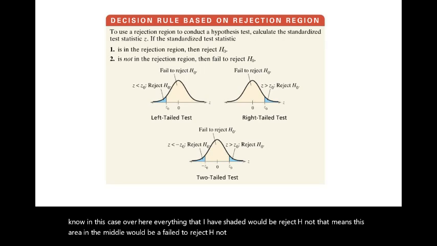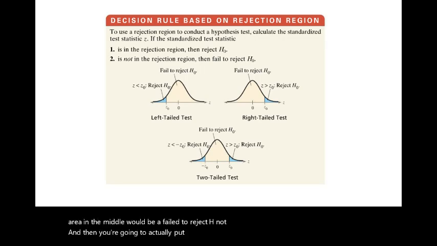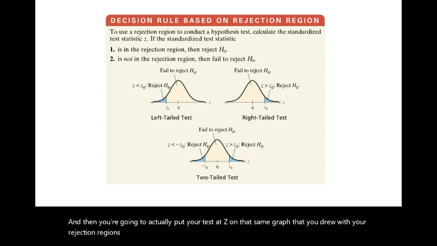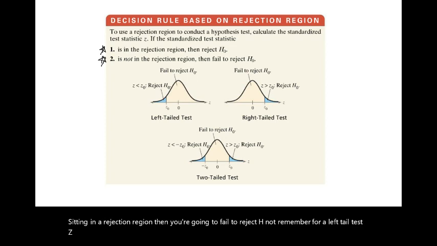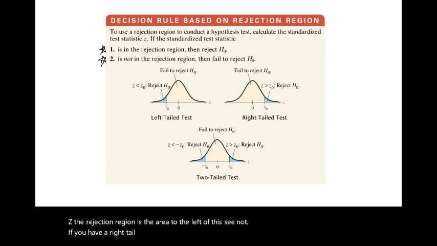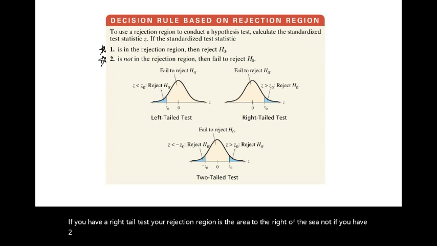Then you're going to put your test stat Z on that same graph that you drew with your rejection regions. If Z is sitting in a rejection region, you are going to reject H0. If Z is not sitting in a rejection region, then you're going to fail to reject H0. Remember, for a left tail test, the rejection region is the area to the left of this Z0. If you have a right tail test, your rejection region is the area to the right of this Z0. If you have a two-tail test, the rejection regions are both of these little areas, one to the left of negative Z0 and the other one to the right of positive Z0.